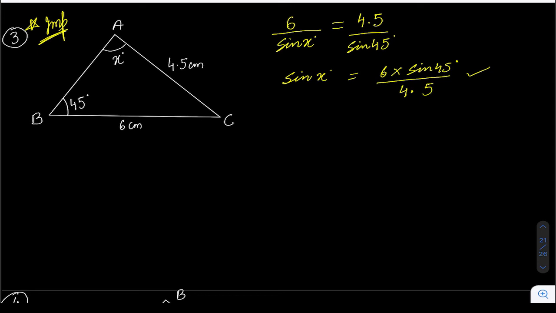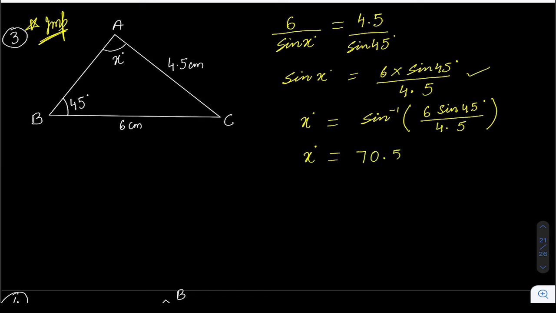Okay. Now, what is my x value here? The x value will be sine inverse of 6 times sine of 45 degrees divided by 4.5. We can use our calculator and this will come out to be 70.5 degrees up to 3 significant figures. So up to 3 significant figures, we are getting x as 70.5.